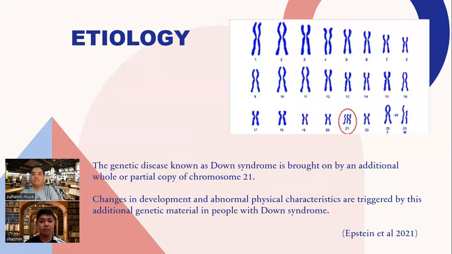So now, what is the etiology of Down syndrome? The genetic disease known as Down syndrome is brought on by an additional whole or partial copy of chromosome 21. So the changes in development and abnormal physical characteristics are triggered by this additional genetic material in people with Down syndrome. Meaning that there is an abnormality that occurs at chromosome 21. All right.